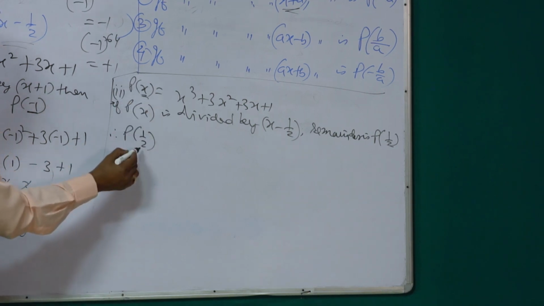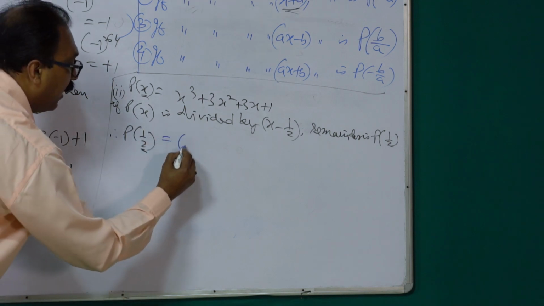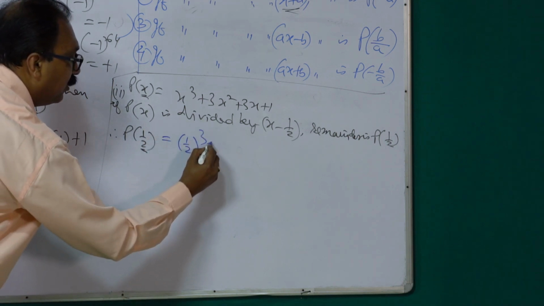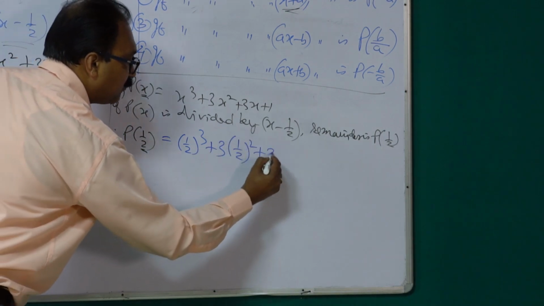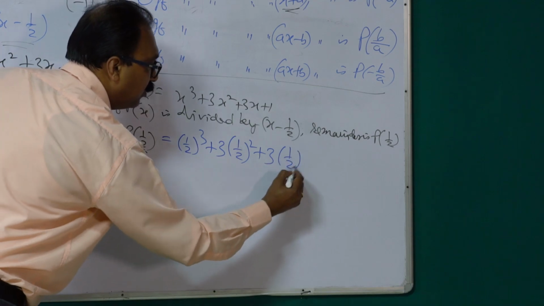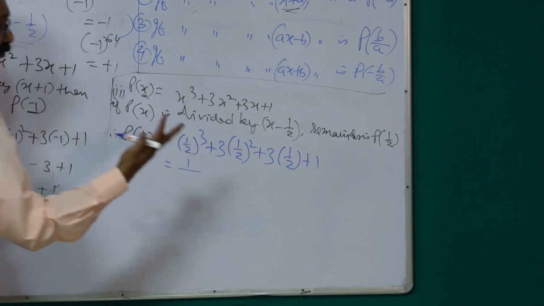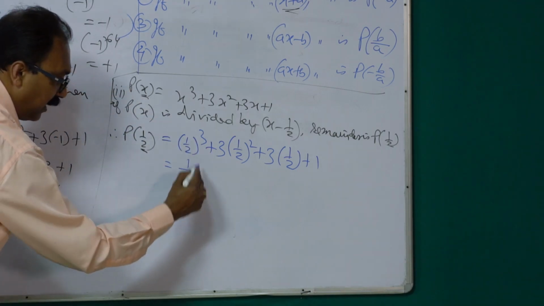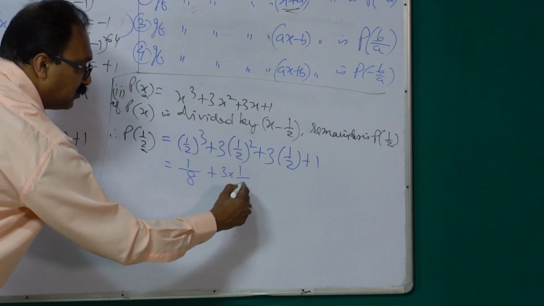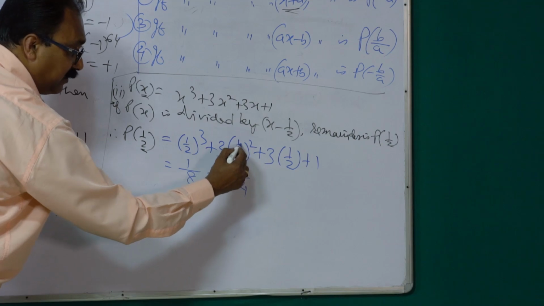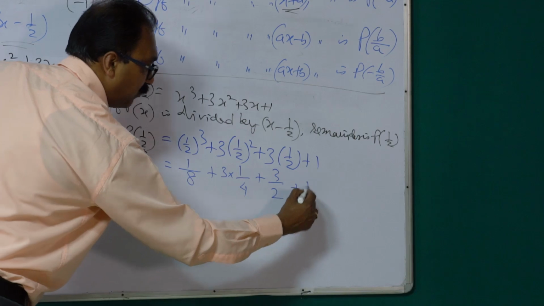That means in place of x, you have to put 1 by 2. Look here: 1 by 2 cube plus 3 into 1 by 2 square plus 3 into 1 by 2 plus 1. So 1 to the power 3 is 1, 2 to the power 3 is 2 2s are 4, 2 4s are 8. 3 into 1 square is 1, 2 square, 2 2s are 4. That's a whole square, this also square, this also square. 3 1s are 3 by 2 plus 1.